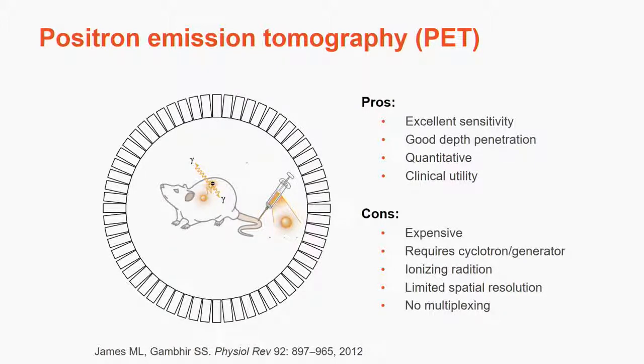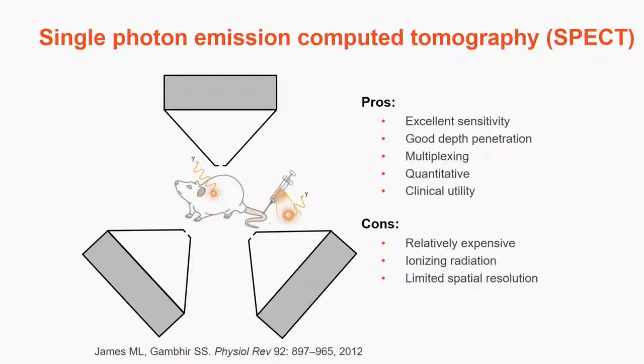And it doesn't have the ability to do multiplexing of signals, so we only get one isotope or one radiopharmaceutical at a time, although there have been some attempts to implement some novel methods that overcome that.